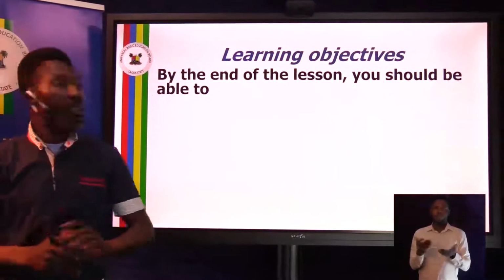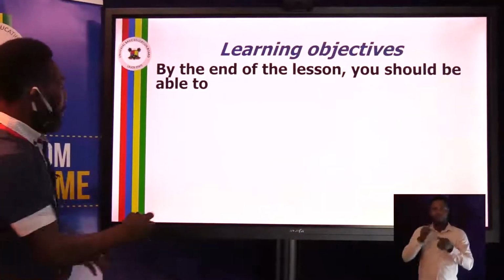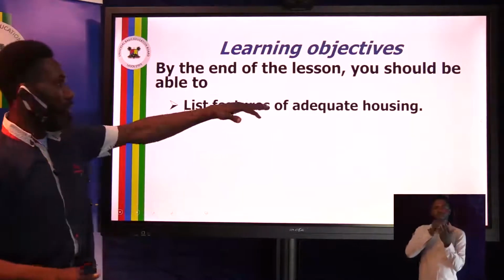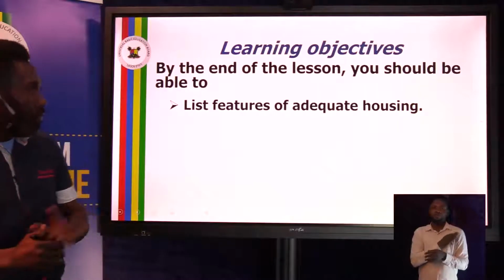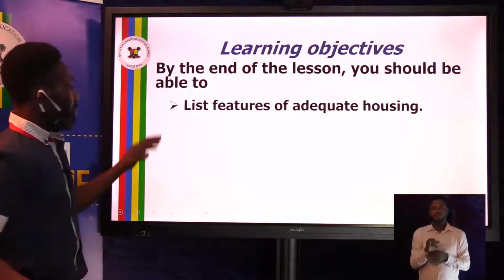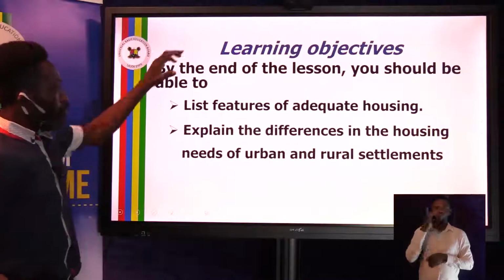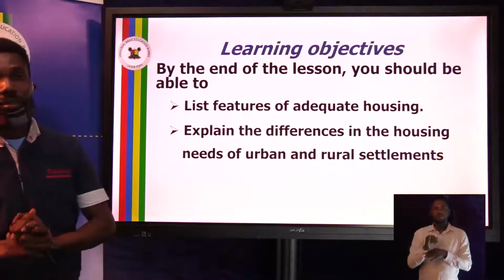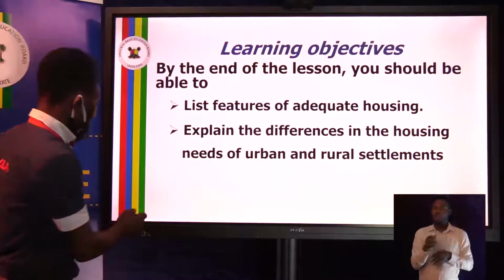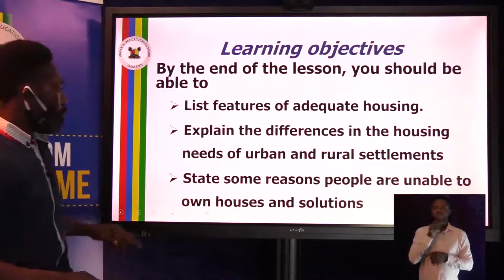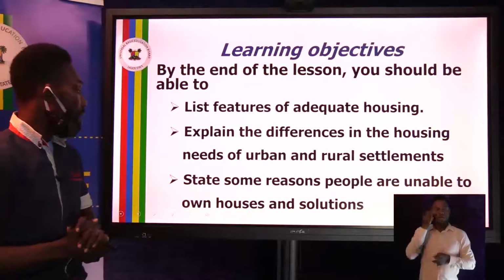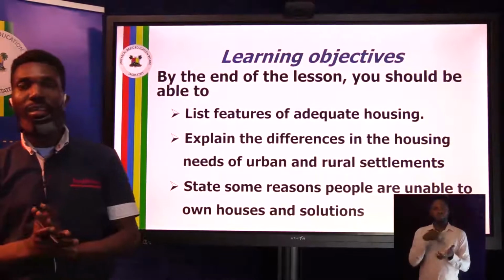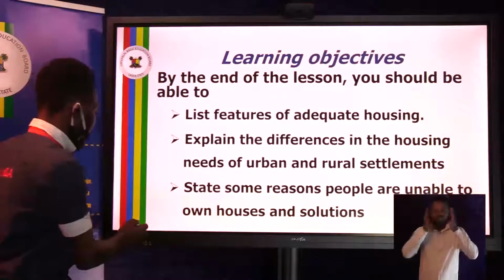Before that, here are the learning objectives for today. By the end of today's lesson, you should be able to list features of adequate housing, explain differences in the housing, and state some reasons people are unable to own houses and the solution to this. All this is what we want to focus on for today.